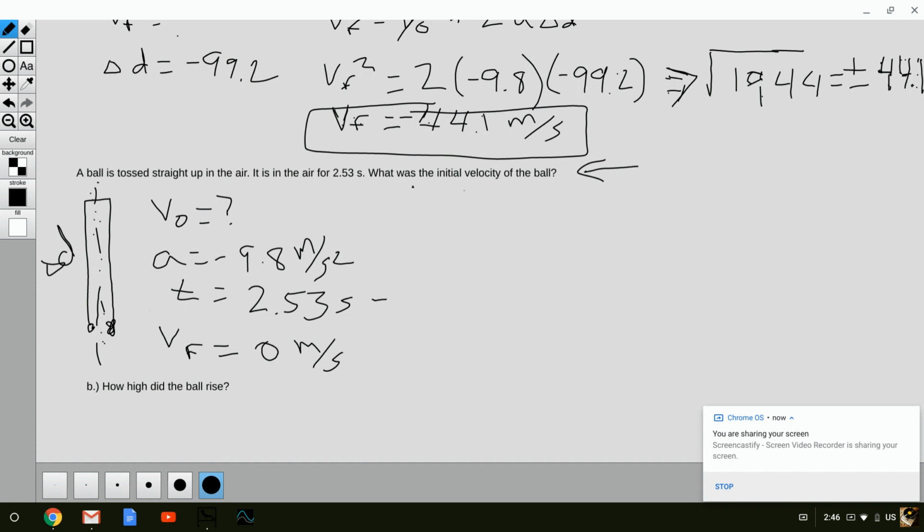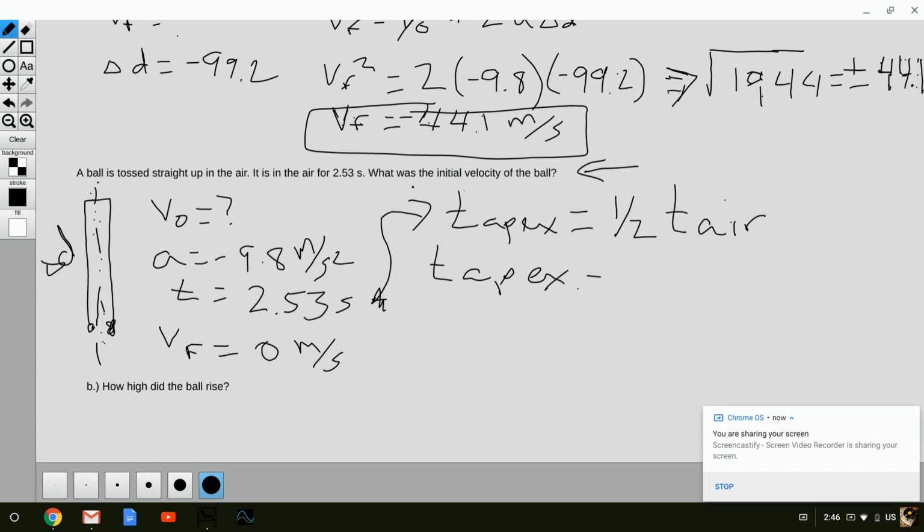So actually, what we can use here is this number to find the time to the apex as 1/2 the total time in air, because it's half of the trip. So the time to apex is actually going to be whatever that is cut in half. That looks like it's 1.265 seconds. Now, if I take a look here, I've got plenty of information to solve this.